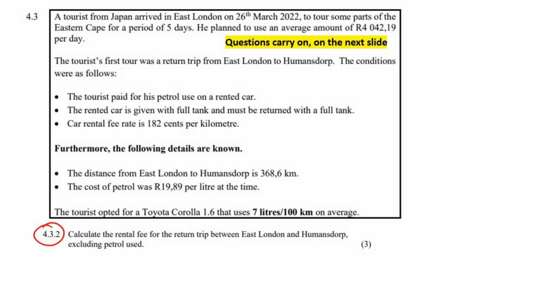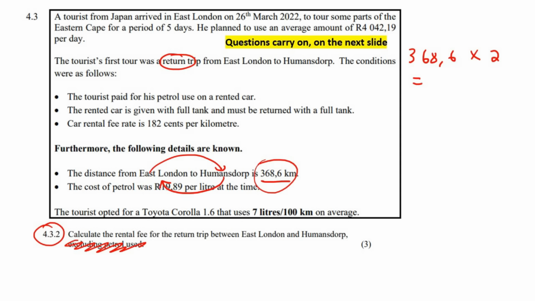This next question says, calculate the rental fee for the return trip between East London and Humansdorp, excluding petrol. So we don't have to take petrol into account. Let's see how they do this. The car rental fee is 182 cents per kilometer. And this is how far this guy's going to drive. But be careful, that is how far he will drive from East London to Humansdorp. Remember that it is a return trip, so the guy has to come back home. So he's going to travel this distance twice, and that's going to be 737.2 kilometers.